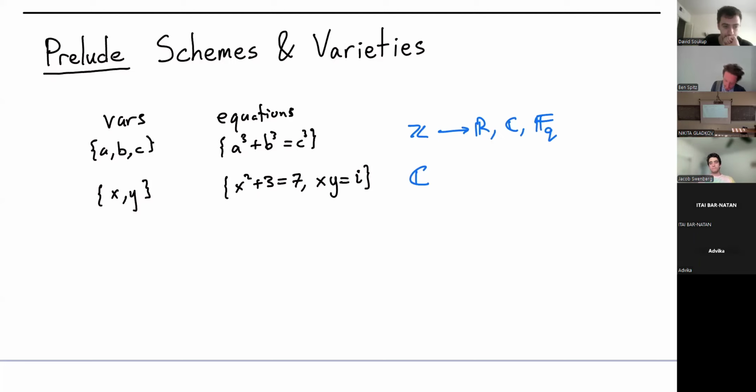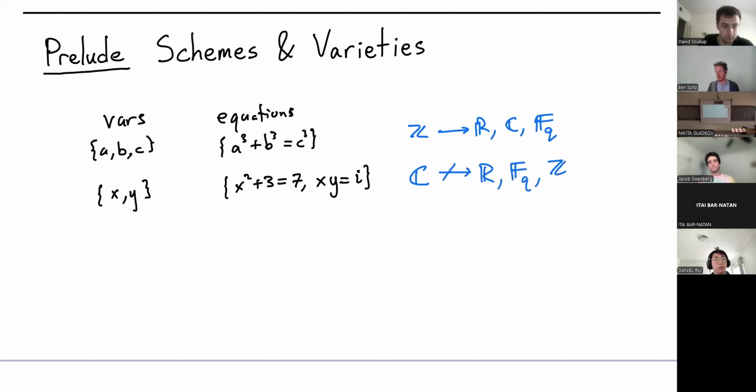On the other hand, if I had something defined over C, there's not many other ways I could think about it. There's not a map from C to R. There's not a map from C to F_q. There's not a map from C to Z. There are none of these maps. And so you can't think about solutions to this guy living in R. It wouldn't make sense. You can't think about solutions to this guy living inside a finite field. That wouldn't make sense. So depending on where your coefficients started, you might have more or less flexibility in where you can start thinking about your solutions.